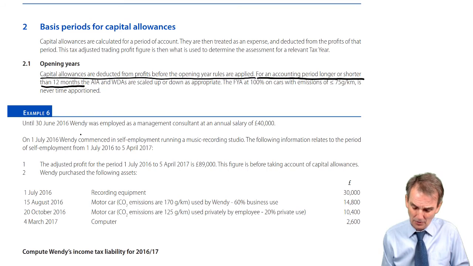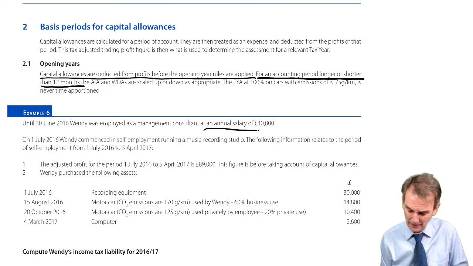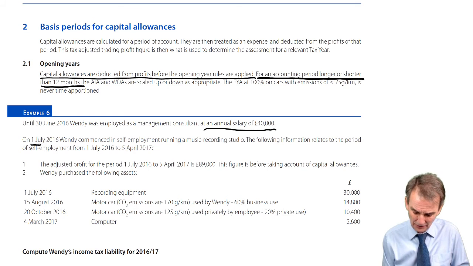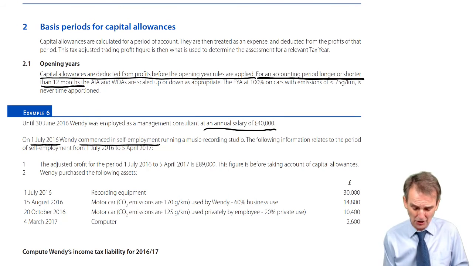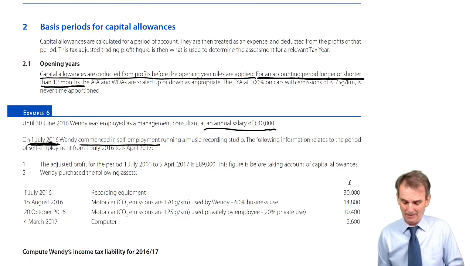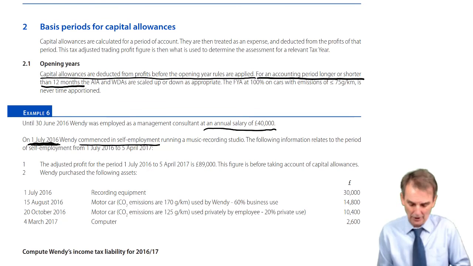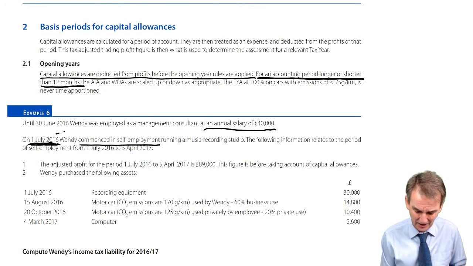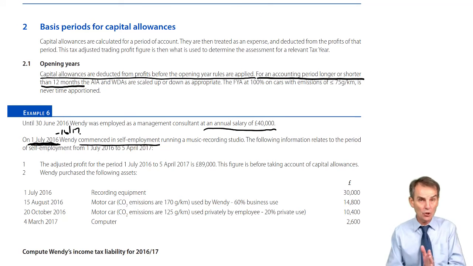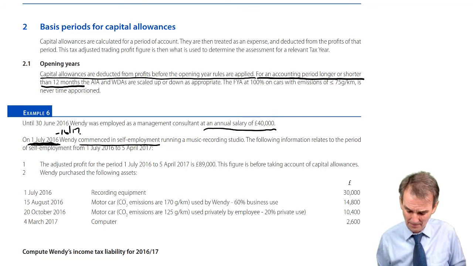We've got until 3rd of June 16, Wendy was employed as a management consultant at an annual salary of £40,000. She was an employee. But then, on the 1st of July 16, Wendy commenced in self-employment. She started to trade, there's that critically important date, the 1st of July 16. As soon as you read that in the question, started to trade 1st of July 16, what you can then do is to write next to that, so what tax year does that fall in? That would be 16/17. You now know what is your first tax year.